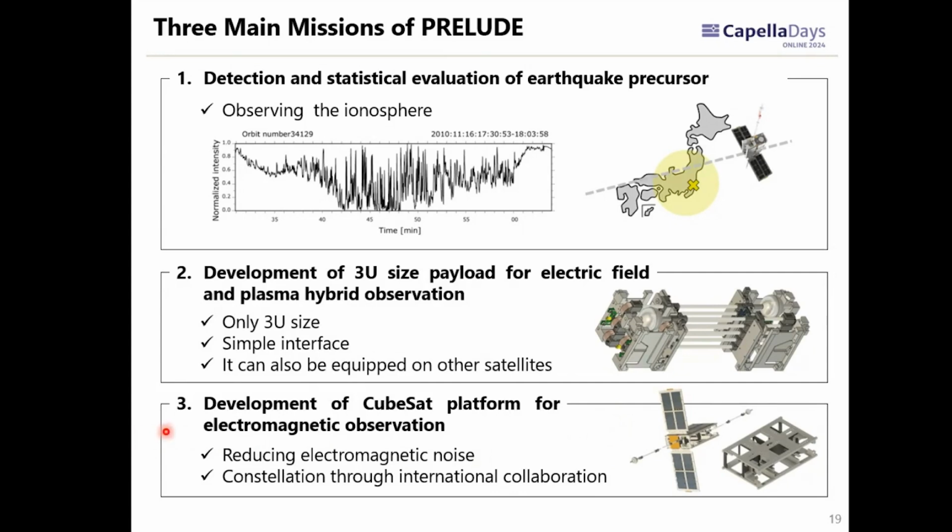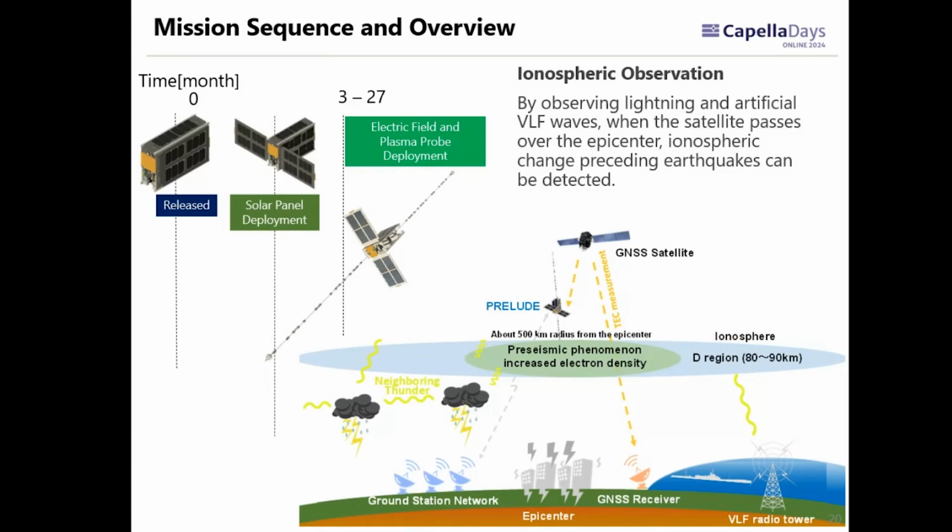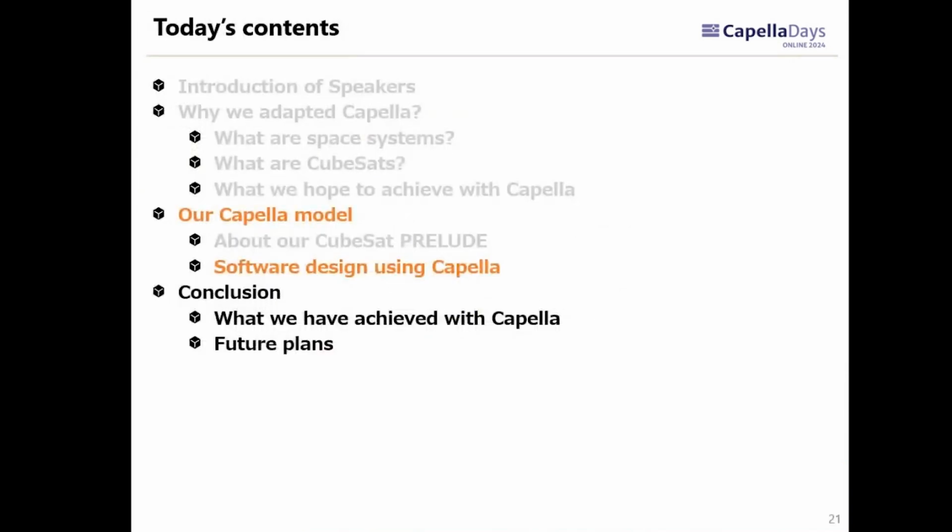And the third mission is development of a CubeSat platform for electromagnetic observation, reducing electromagnetic noise, and constellation through international collaboration. And this is the mission sequence and overview of our satellite. Once the satellite is launched, after a few seconds the solar panel will deploy in order to get power. After that, the extension boom unit for electric field and plasma observation will deploy. For ionospheric observation, by observing lightning and artificial VLF waves when the satellite passes over the epicenter, the ionospheric changes preceding an earthquake can be detected. So that's a brief introduction about our CubeSat PRELUDE.